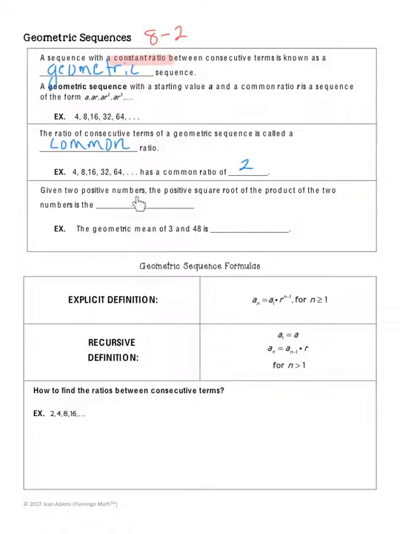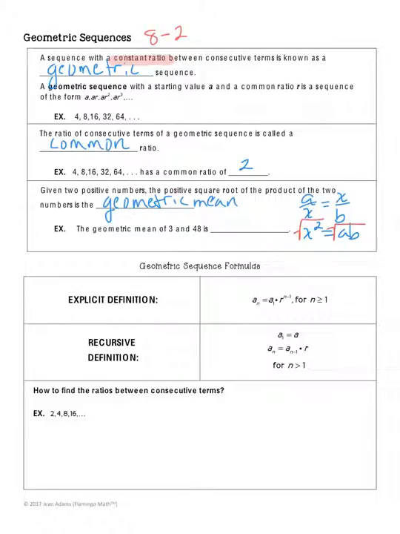Given two positive numbers, the positive square root of the product of the two numbers is called the geometric mean. And you had this in geometry. In geometry, it looked like this: you had some number a over x is equal to x over b. So a is to x as x is to b. And because it was a proportion, you cross multiplied. So you had x squared is equal to ab. And then to solve for x, you took the square root of both sides.